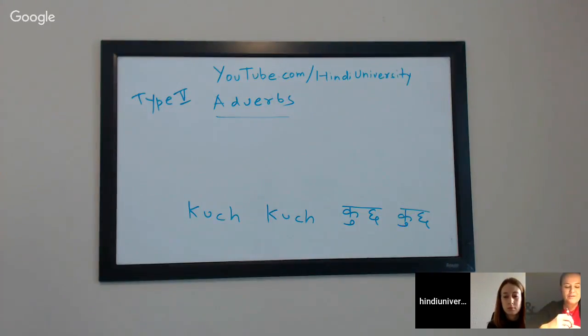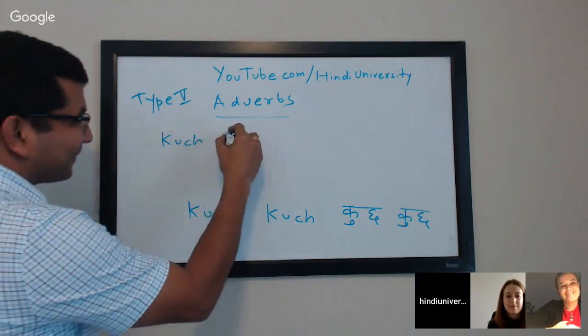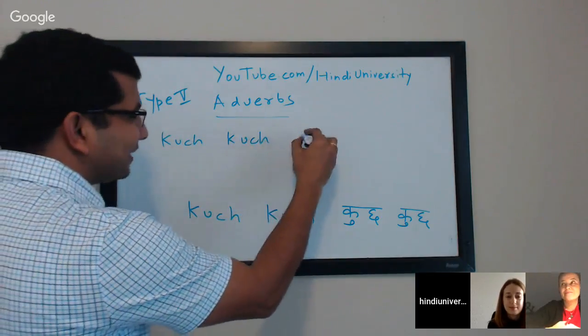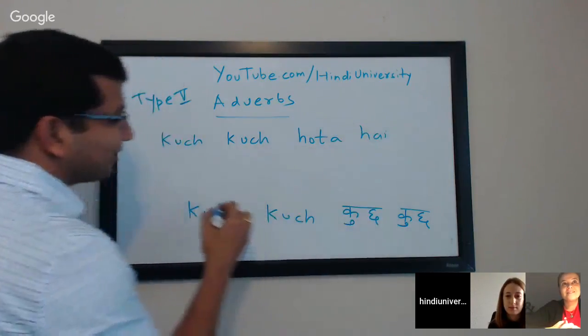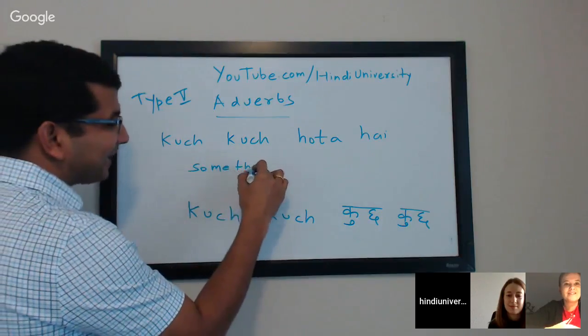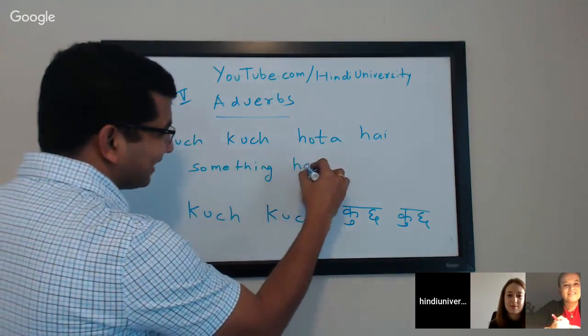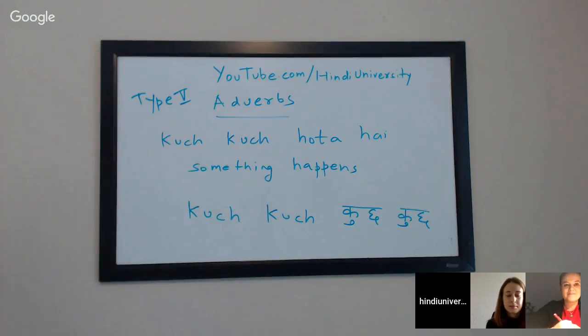It makes me think of the movie title Kuch Kuch Hota Hai. Okay, so that's actually right. Kuch Kuch Hota Hai. What do you think it means? It means things are happening. Little things are happening. Something happens, right? Yeah. Something happens, so you're absolutely right. It's kuch kuch hota hai.